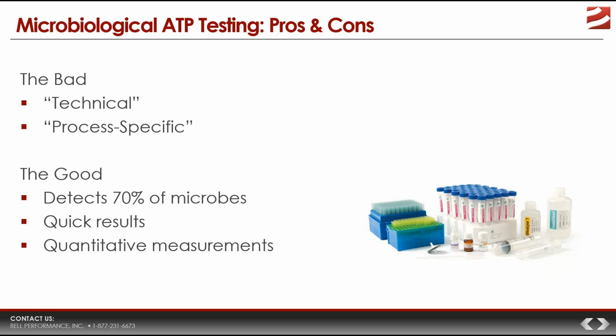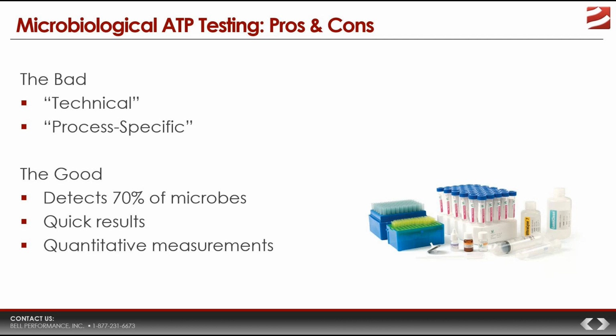So, accuracy. Remember we said that lateral flow devices detect about upwards of 60% of the microbiome. Culture tests only do 0.1%. ATP tests, fuel pulse ATP tests, detect about 70% of the microbiome. That means that the ATP test is at least 700 times more likely to correctly detect microbial contamination than, say, a single culture test will.